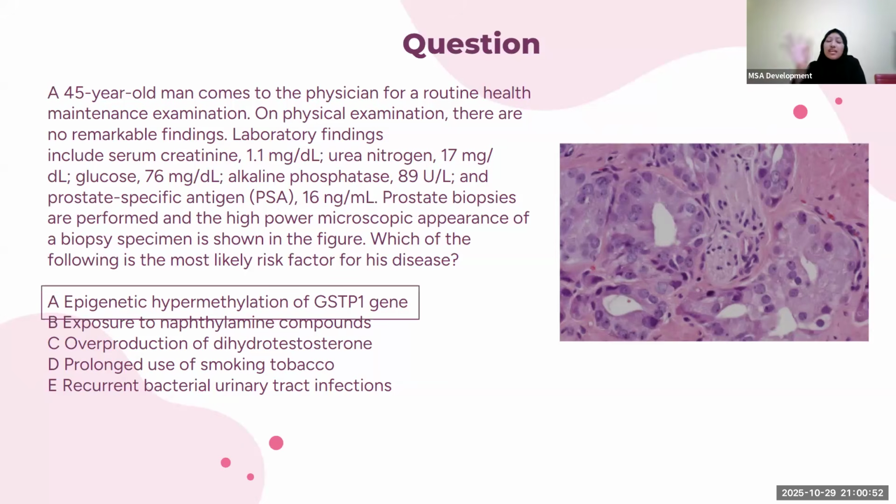hypermethylation of the GSTP1 gene. It was bolded, and the most important part of Dr. Oban's lecture, it was written very clearly. Exposure to other compounds, no. Overproduction of androgen, no. It increases the risk, but not for cancer. Smoking is not a risk factor as much as epigenetics, and UTI is not, right? So that is the most important.